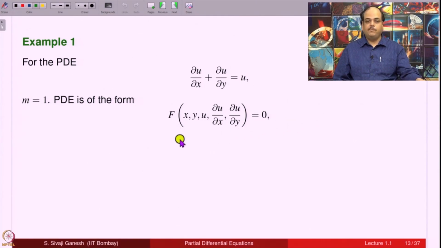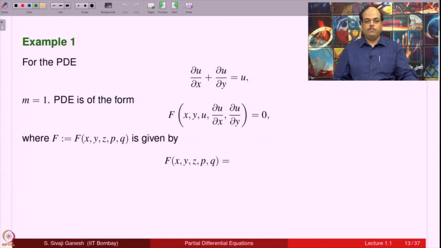What is F? F should be some function of how many variables? 1, 2, 3, 4, 5. F should be a function of 5 variables. So, it is always good practice to write any such function like this: F is F of x, y, z, p, q. X, y are the independent variables. It means we are working with a PDE in 2 independent variables here. Z is the location where you are going to substitute u. P and q are the places where you are going to substitute for ∂u/∂x and ∂u/∂y respectively. It is important to stick to this kind of notation, understand this notation.